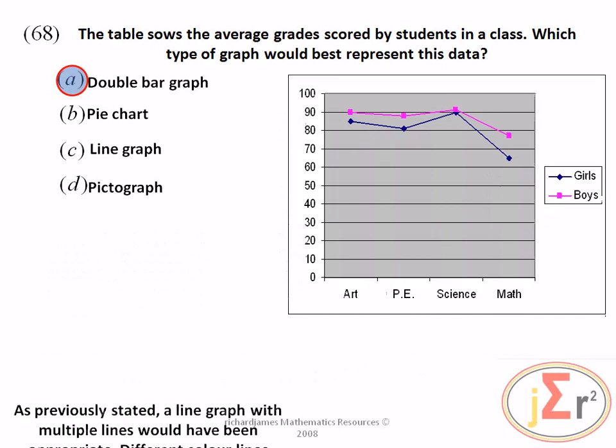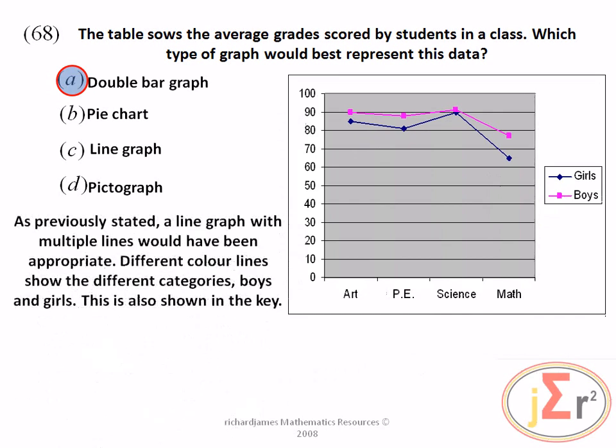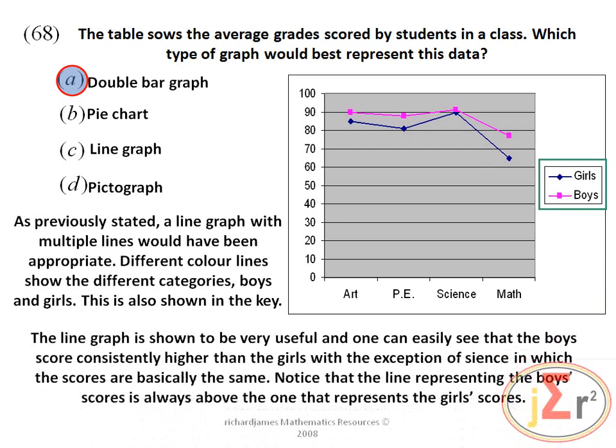And of course, as previously stated, a line graph with multiple lines would have been appropriate. Different color lines show the different categories, boys and girls. This is also shown in the key. The line graph is shown to be very useful, and one can easily see that the boys score consistently higher than the girls, with the exception of signs in which the scores are basically the same. Notice that the line representing the boys' scores is always above the one that represents the girls' scores.